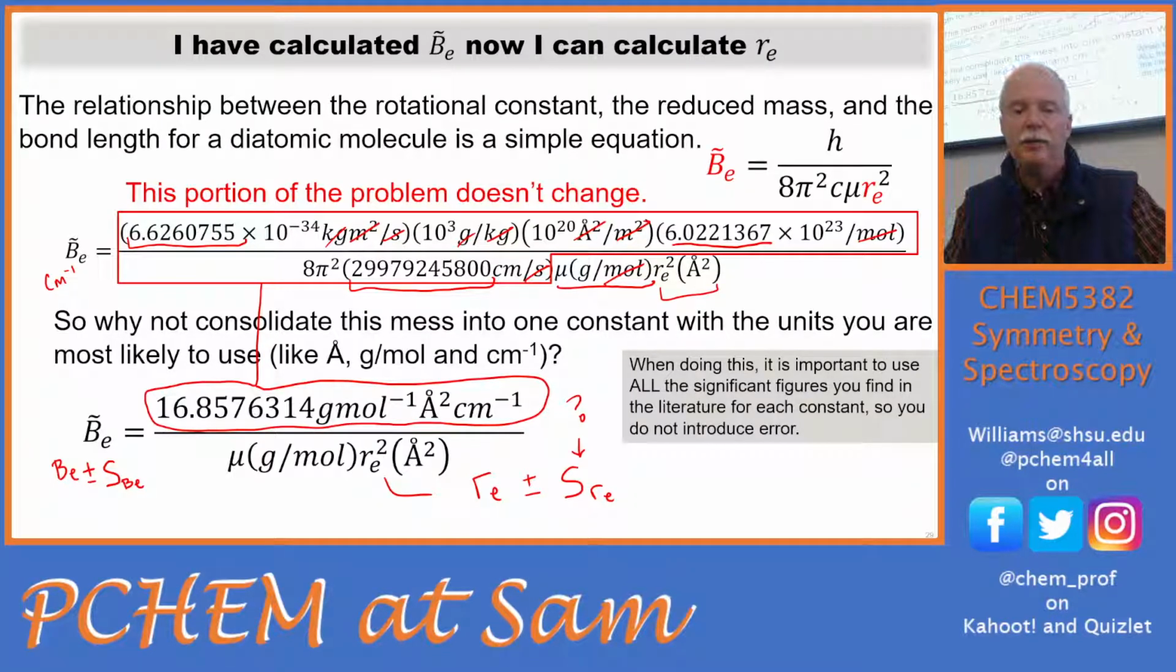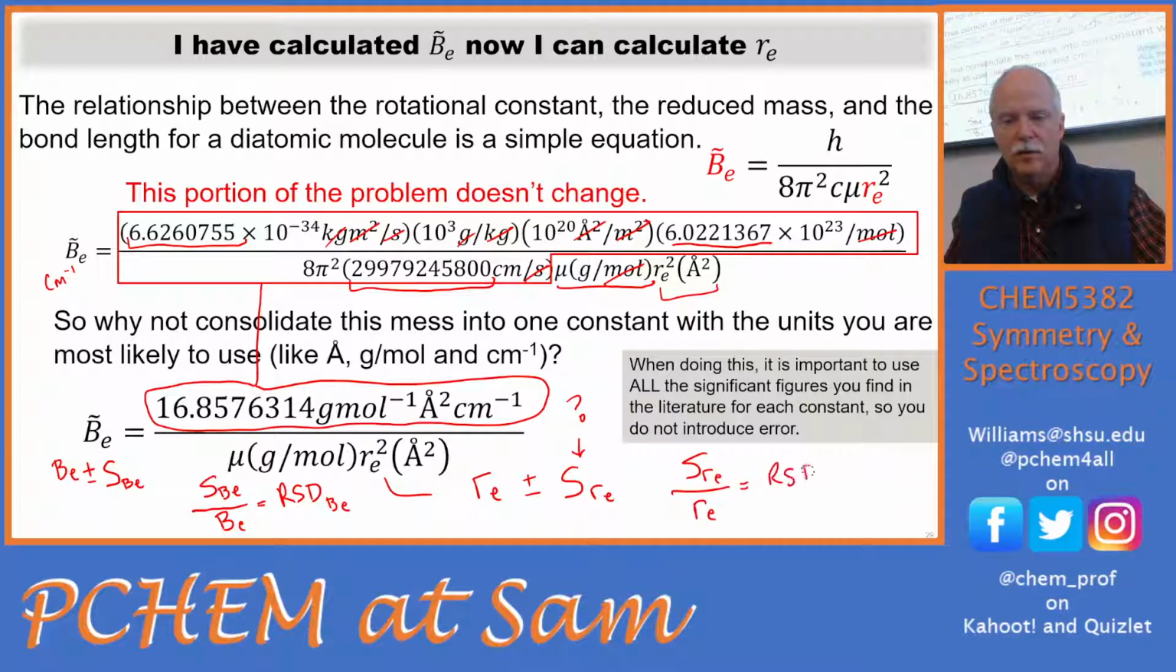Now this is a multiplication and division system, and so I'll go ahead and write out the equation here. If we were to take S_BE over BE, that is called the relative standard deviation. I'll put BE in as a little subscript. Does everybody understand what I'm doing? I'm taking the uncertainty and dividing by the value. Pretty straightforward, okay?